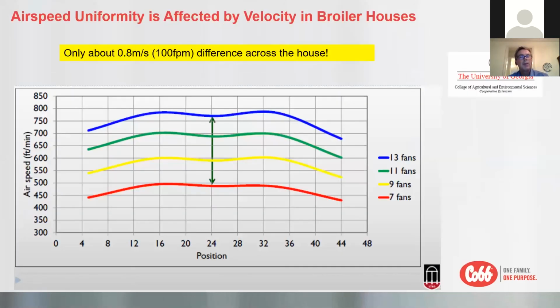So when we design a broiler house or a breeder house, we want the house to be as smooth as possible. We want to make sure that our air velocities across the cross-section of the house are as close to equal as possible. But as we increase speeds, as we demand more velocity in our houses, we're going to see that differential between the sidewall speeds and the center of the house increase. And this is what you typically see in a broiler house, going from 450 feet per minute up to 750 feet per minute.